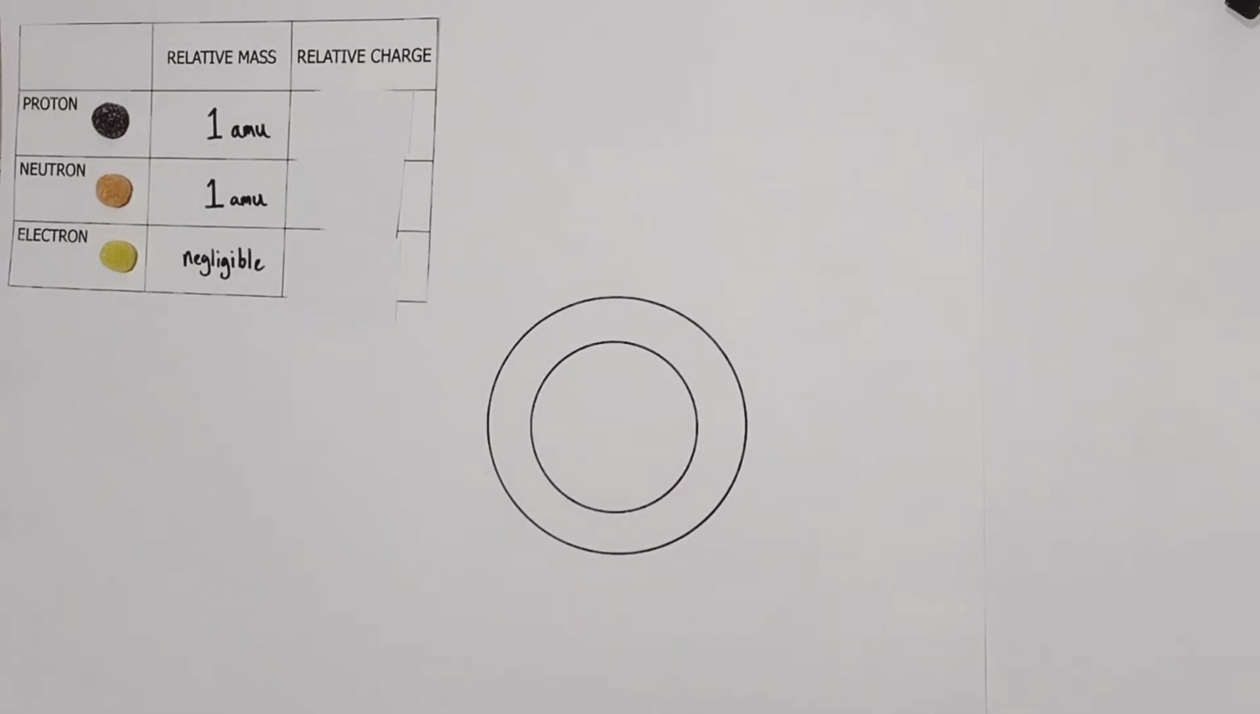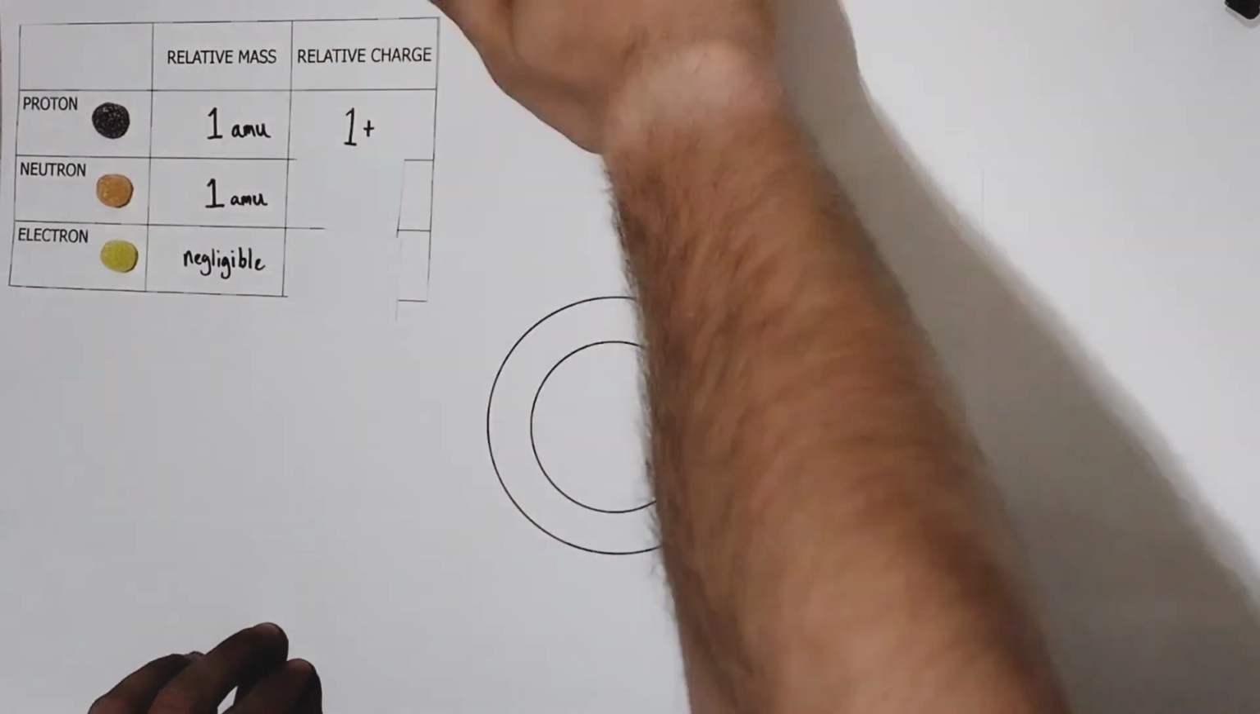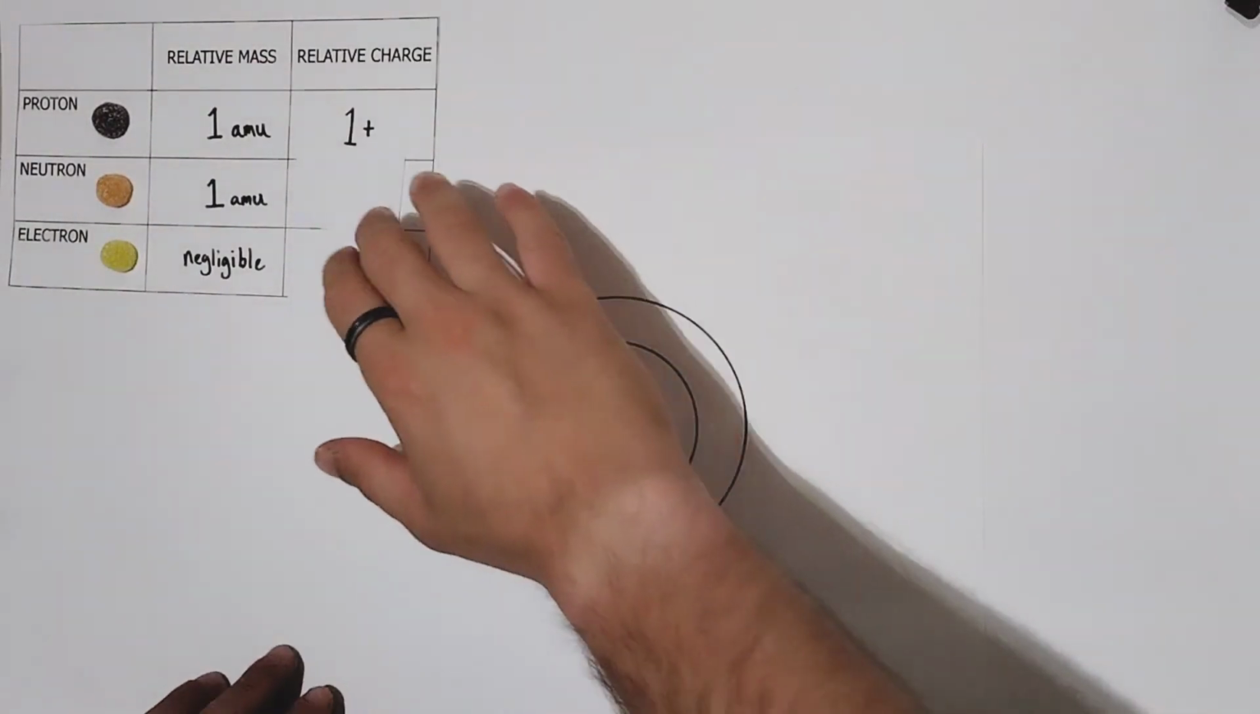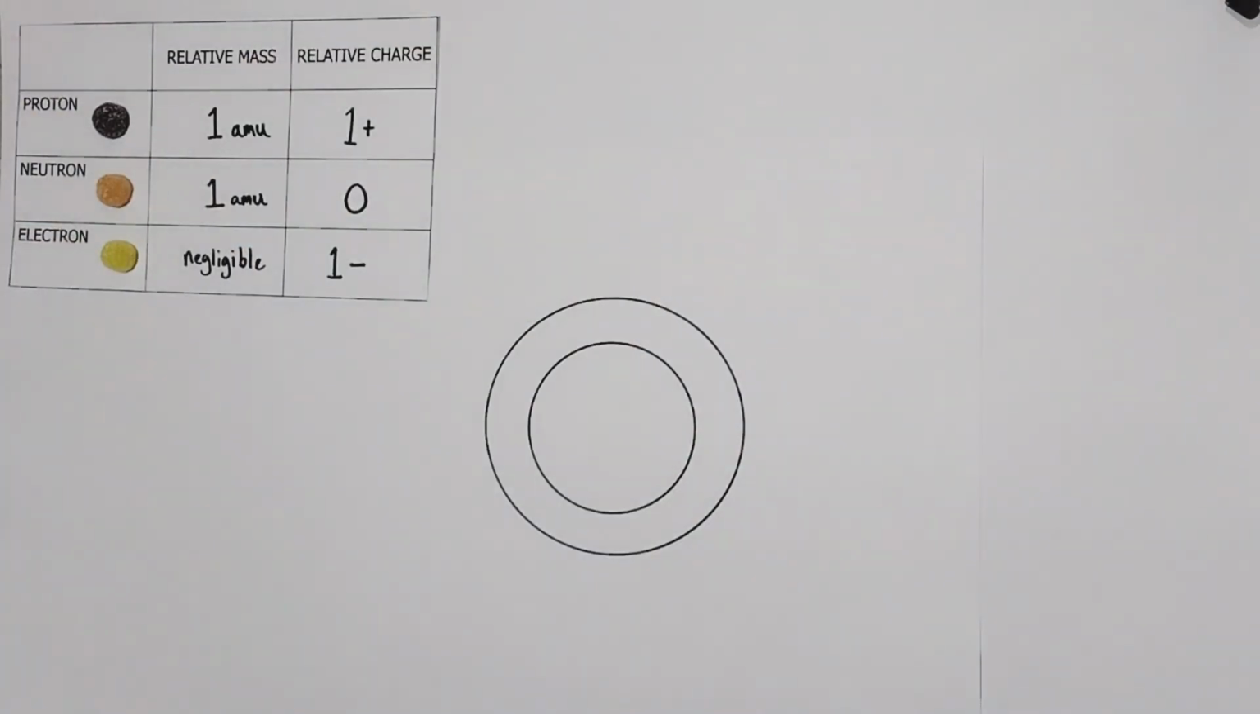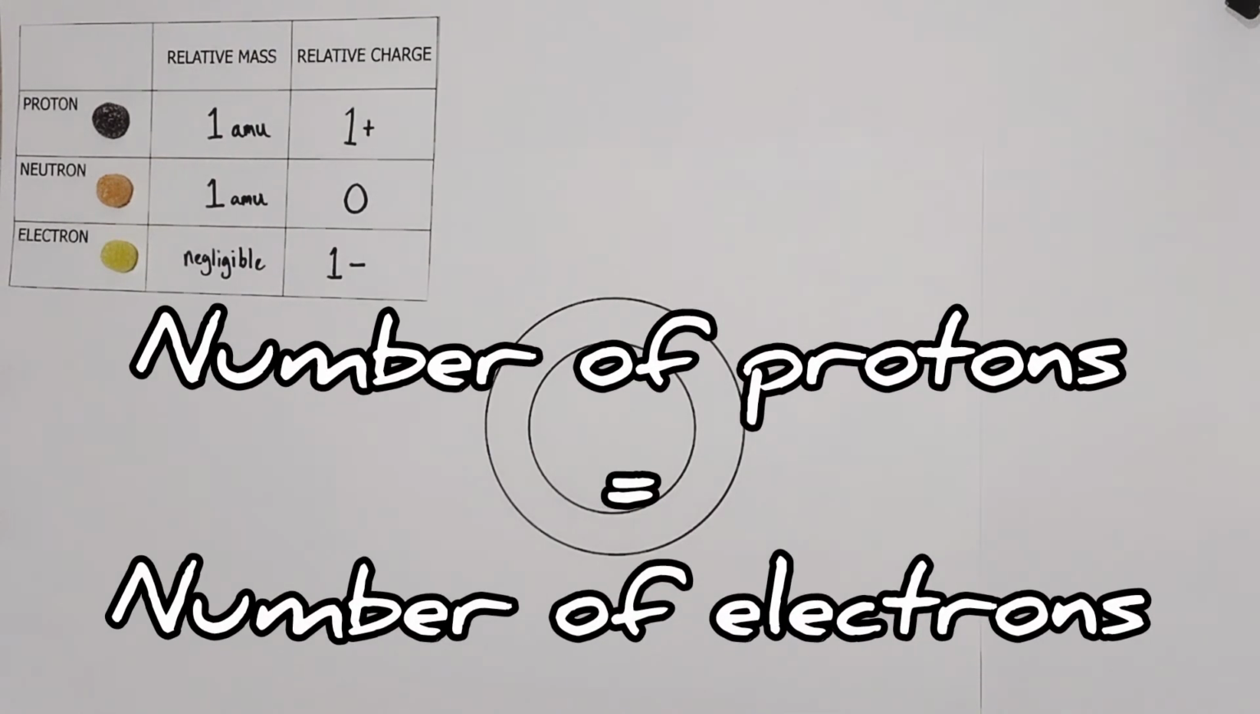Also, since all atoms of elements are electronically neutral, if protons are given the relative charge 1 positive, neutrons are uncharged, and electrons are given the relative charge 1 negative, by definition, atoms of all elements will have equal numbers of protons and electrons for them to have no overall charge.